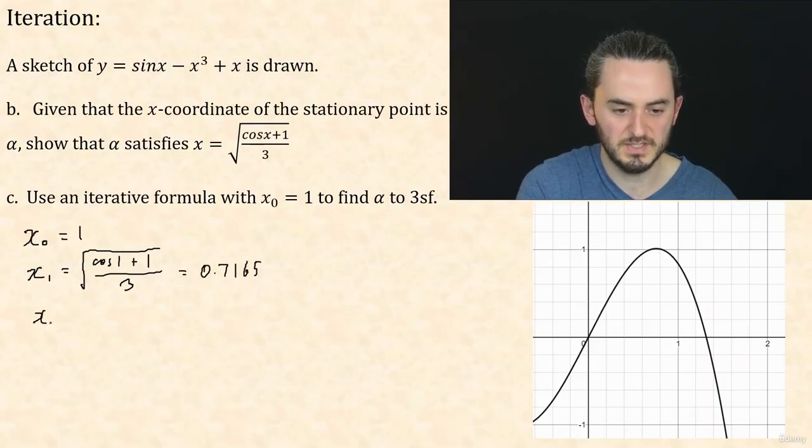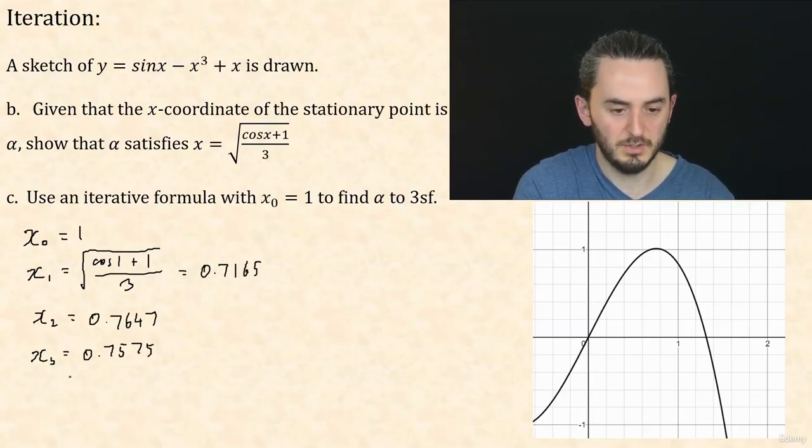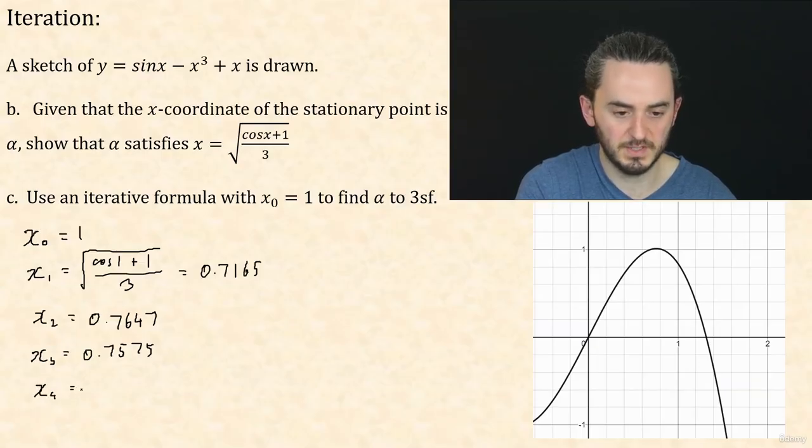And the next ones I just need to show my answers. So I just click equals and I get 0.7647. There's a little detail here, which is that it says I want an answer to 3 significant figures. So I'm going to keep going until it's not even changing to 4 significant figures. If it's not changing to 4 significant figures, I can be pretty sure that I found it to 3 significant figures. So we're getting pretty close.